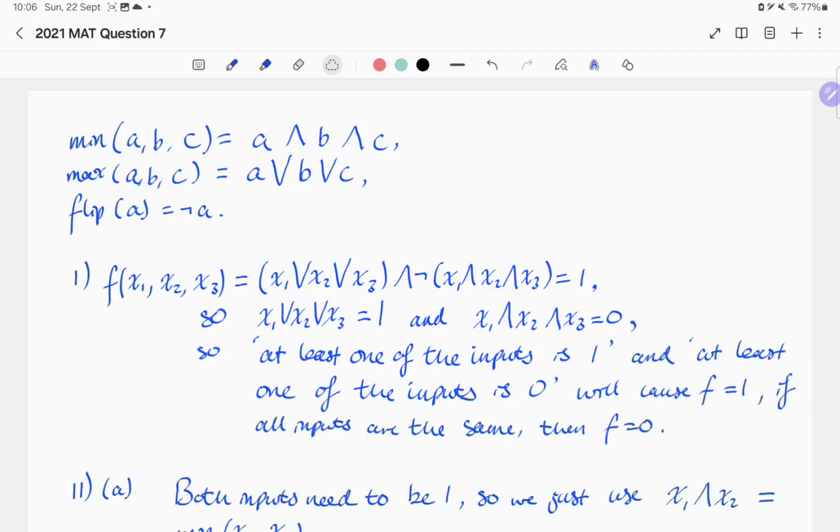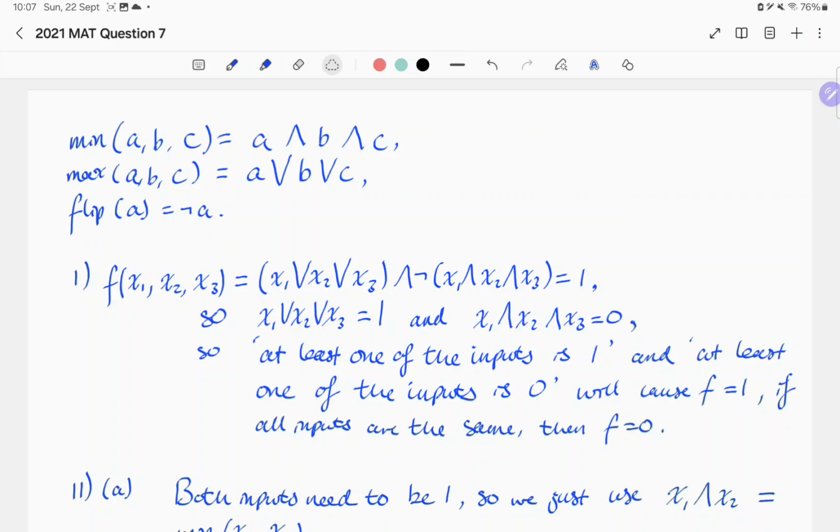Let's get started. So firstly, before completing the question, I'd notice that min of a, b, c is simply a and b and c in logic. Similarly, max of a, b, c is equal to a or b or c, and flip a is simply equal to not a. Here I've used the mathematical logic symbols, however you may or may not be more familiar with the programming ones. Now let's get started with our question.